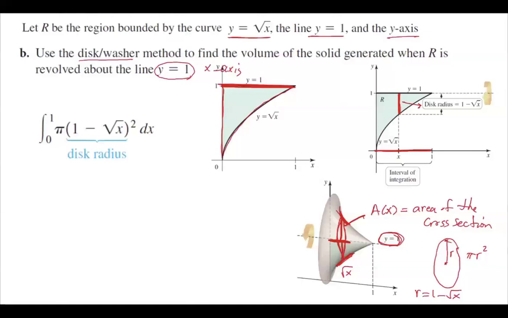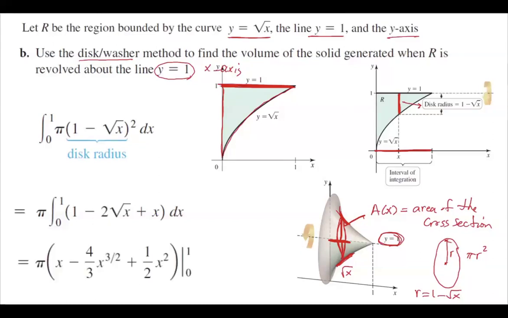Then you plug that into the formula, and it becomes the definite integral of pi times 1 minus 2 square root of x plus x, dx, which is pi times x minus 4/3 x to the power 3/2 plus a half x squared, from 0 to 1, or pi over 6.